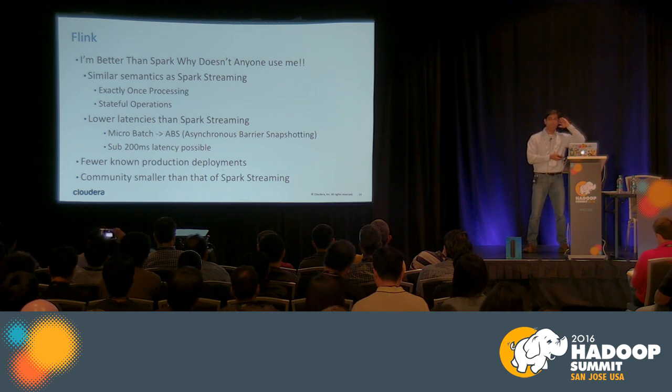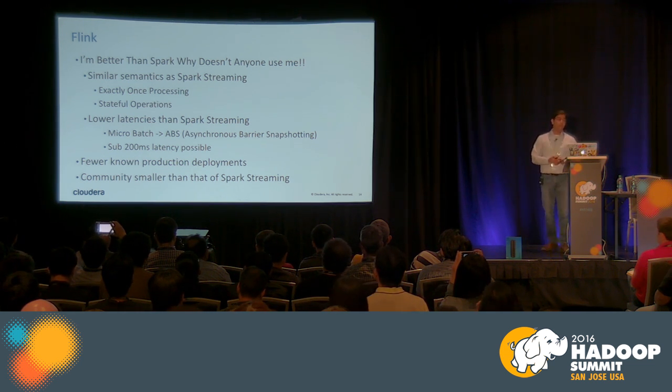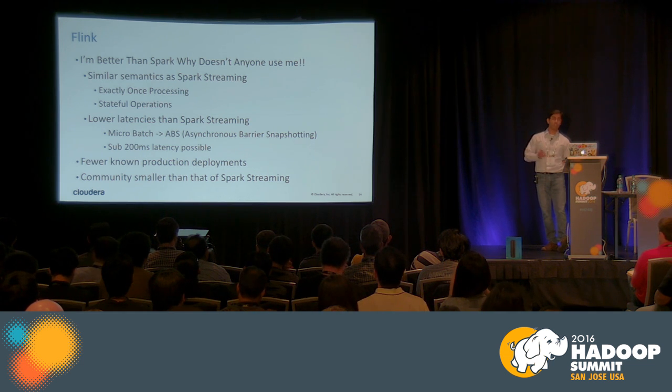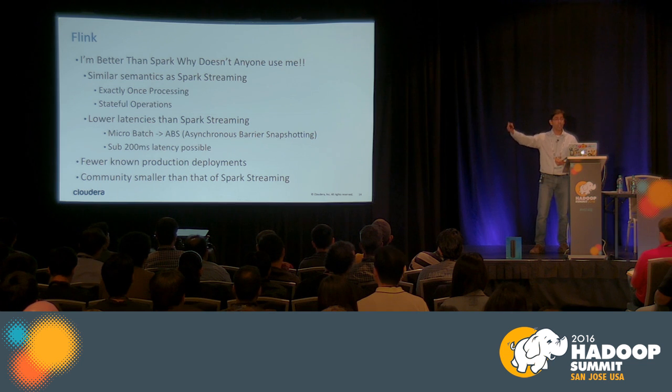So what that means is if you're going to use Flink, you just need to be careful that you might hit more bugs than you might with Spark Streaming. The community is a lot smaller than Spark Streaming, so you don't get the ancillary benefits of a SQL-like syntax or machine learning and so on and so forth.